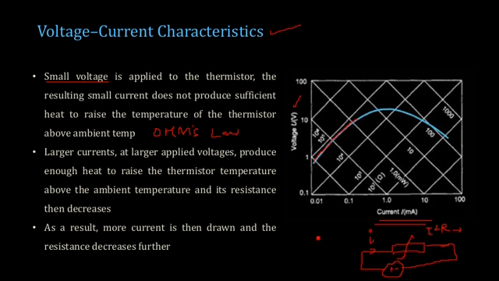So in such a condition, whatever heat is produced within the resistor is being dissipated, and you have a steady state in terms of temperature, you have a steady state in terms of resistance. So your current will increase only up to that point. So that's why you have a curve like this.